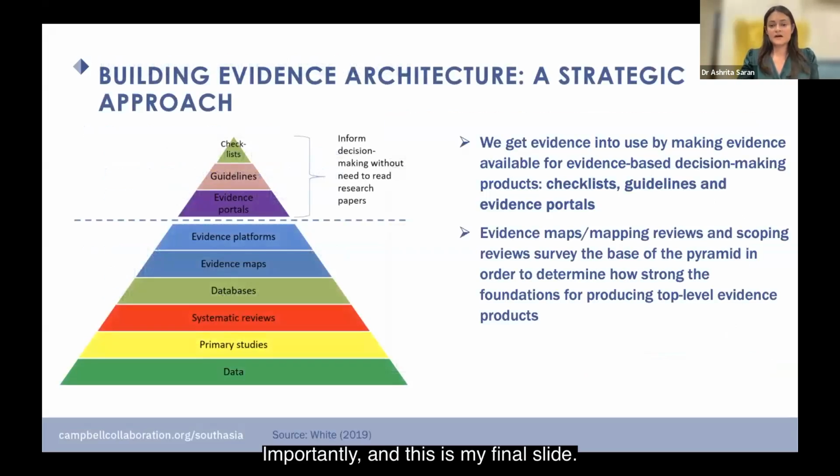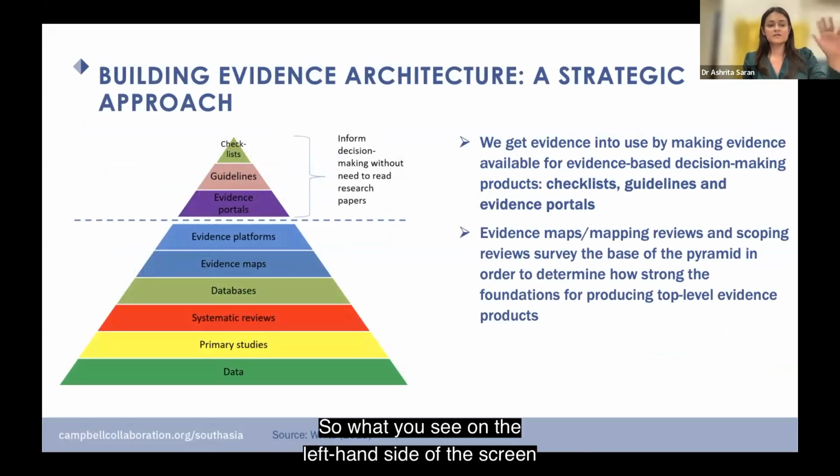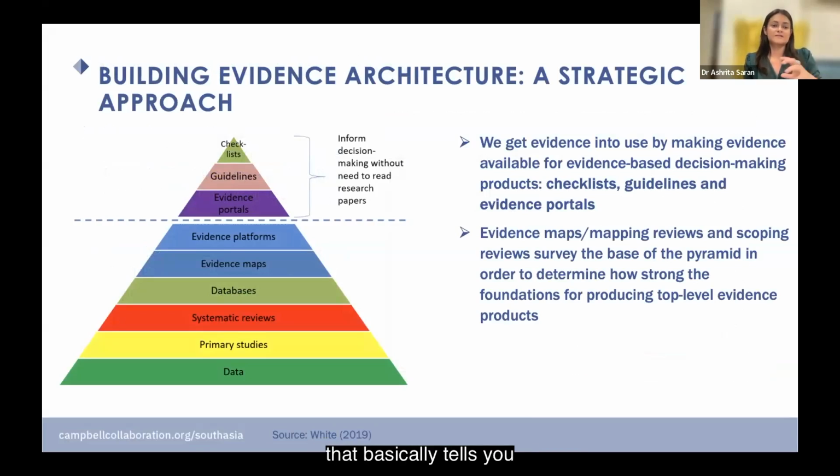Importantly, and this is my final slide, they are also a stepping stone in building the evidence architecture. What you see on the left-hand side of the screen is something that we call evidence architecture. That basically tells you how these different evidence products are used and stepped together on an evidence pyramid. What is critical here is that we can only get evidence into use by making evidence available for evidence-based decision-making products like checklists, guidelines, and evidence portals, which you see on the top of the evidence pyramid. But that cannot be fulfilled unless you fill the bottom of the pyramid.